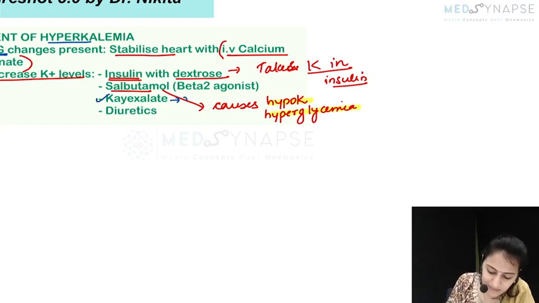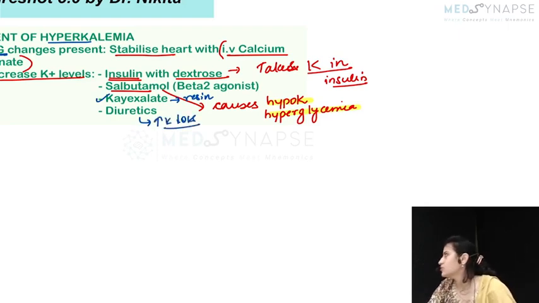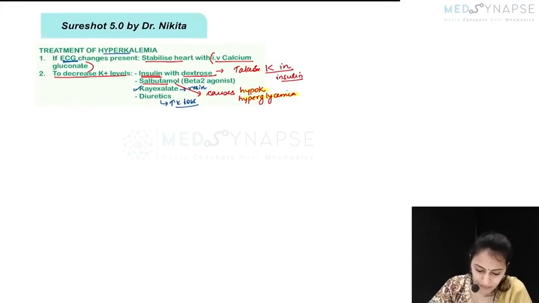Kayexalate, that's basically the potassium binding resin, and diuretics, which cause increased potassium loss in the urine. All these will decrease the potassium levels. Calcium gluconate does not decrease the potassium levels. It is just stabilizing the heart.